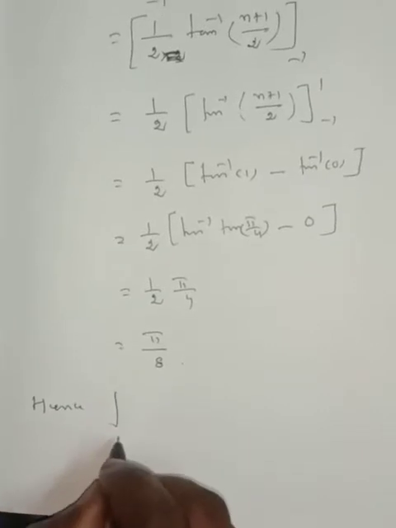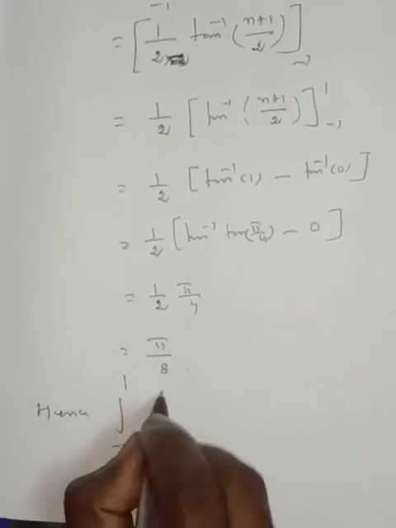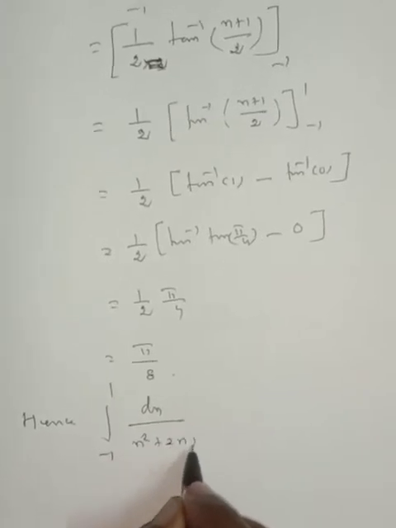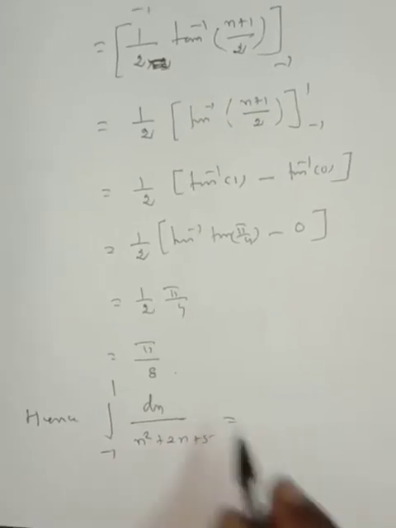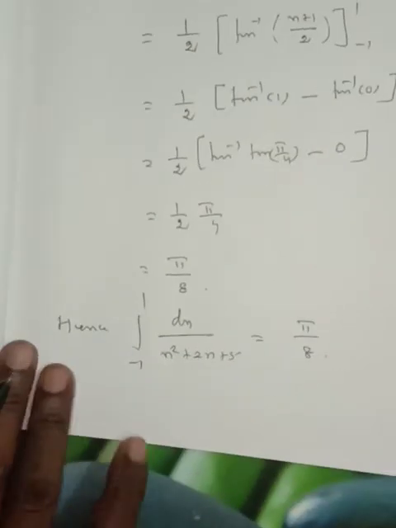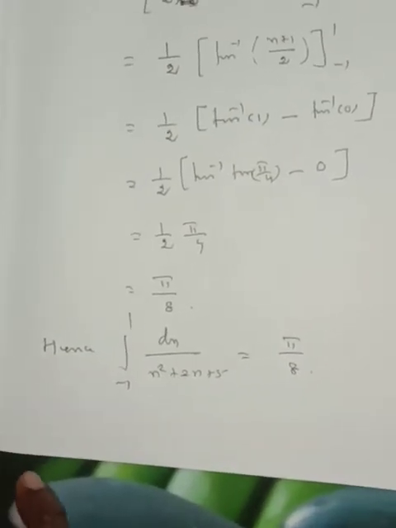Hence the integral from minus 1 to plus 1 of dx by (x square plus 2x plus 5) is equal to pi divided by 8. Very, very important concept. Add 1, subtract 1.